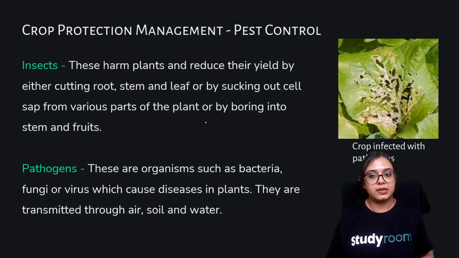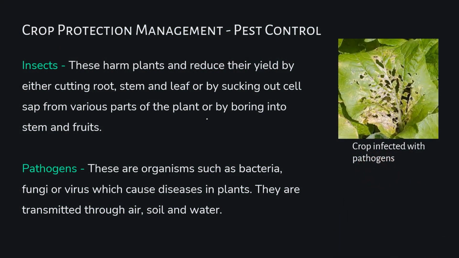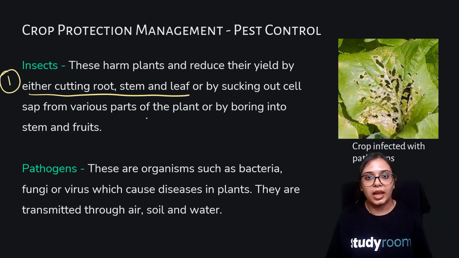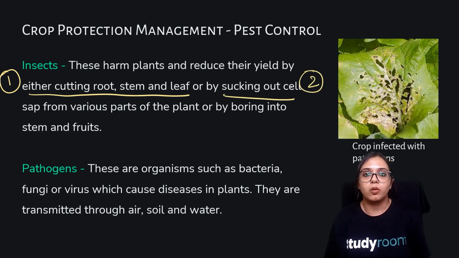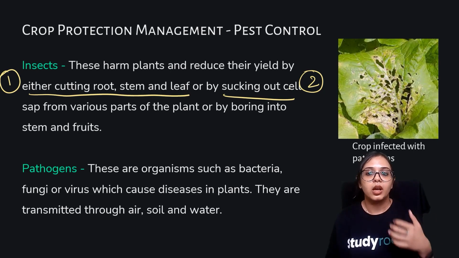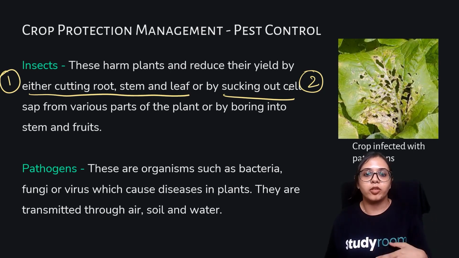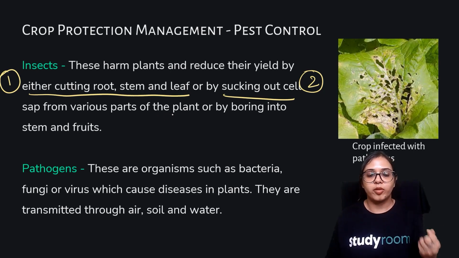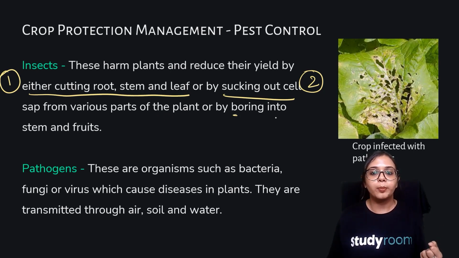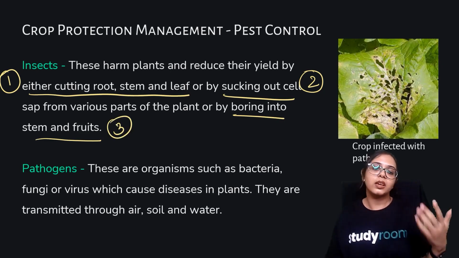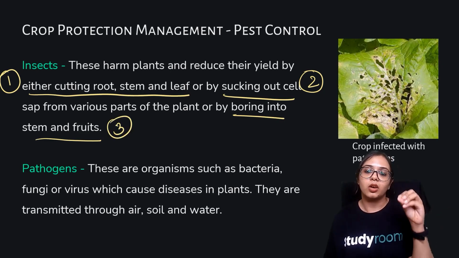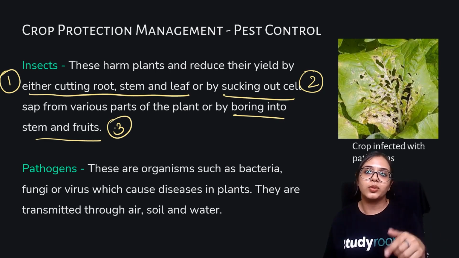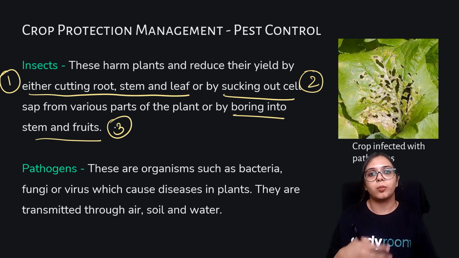Other type of pest is insects. Insects attack the plants in three ways. Okay, they either cut the root, leaf, or stem. Means they directly attack the plant parts, or they suck out the cell sap. Means they make the plants hollow from the inside. They suck out the cell sap, that important medium of the plant, that important food of the plant. All right, or they bore into the stems and fruits. Means this is again a direct attack. They bore, means they make holes into the stem and into the fruits. So by boring them, by making holes in them, they are rendering them hollow.